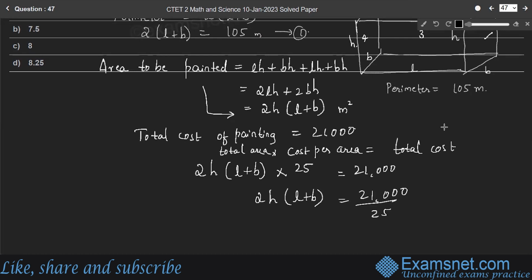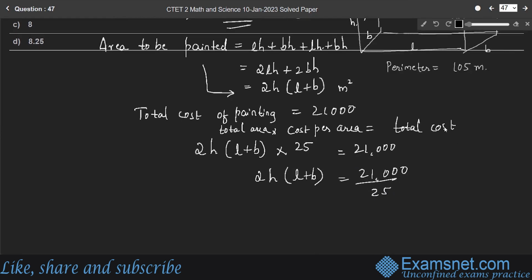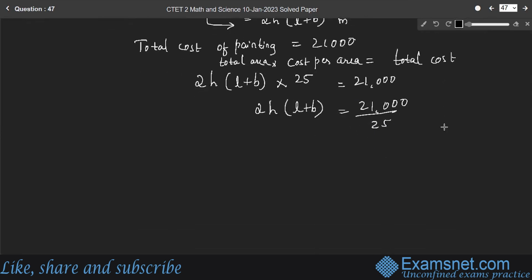Here, just now we had calculated that 2 into (L plus B) is 105, right? Therefore, directly we can substitute 2 into (L plus B) is 105. Therefore, it becomes H into 105 is 21,000 by 25. Therefore, we need the value of H here. So, 21,000 by 25 into 105.